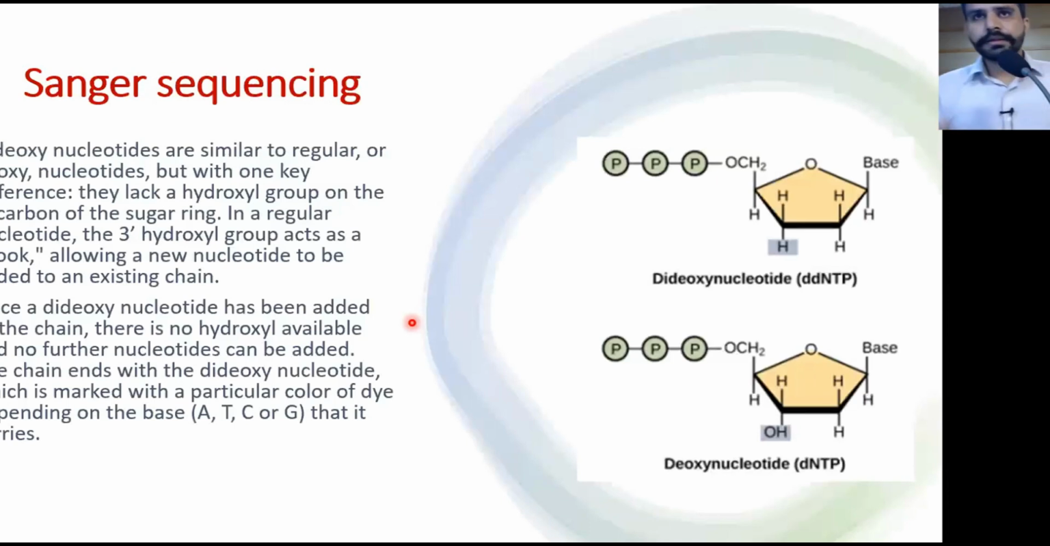If we talk about Sanger sequencing, you people know that DNA is composed of nucleotides, and the common nucleotides are deoxynucleotides, in which the 3' end has a hydroxyl group. But in Sanger sequencing, we use dideoxynucleotides that do not have a hydroxyl group at the 3' end. Because addition of a new nucleotide takes place at that hydroxyl group, and if that is not present, a new nucleotide cannot be added. So this is the philosophy behind Sanger sequencing.